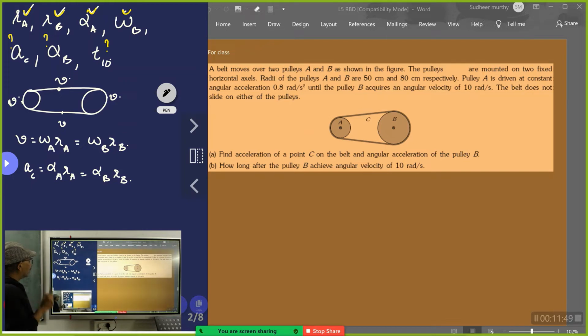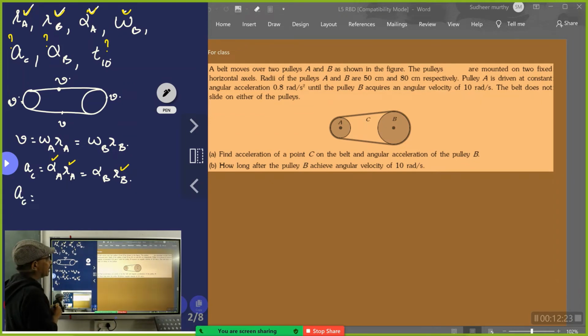Now, having come to this point, see what quantities we have. Ra is given, right? And Rb is given, right? Then alpha A is also given. So from this equation you can directly get AC here. They have asked for AC, and you will also determine alpha B here. Correct? So what is the value of AC that you get here?